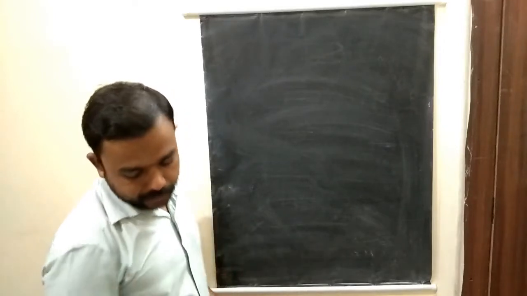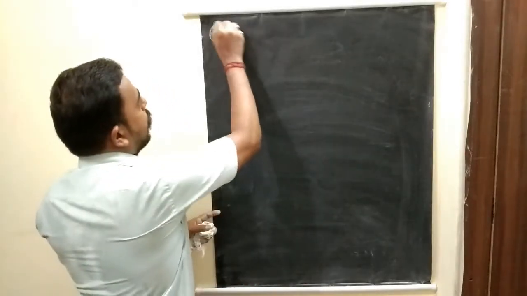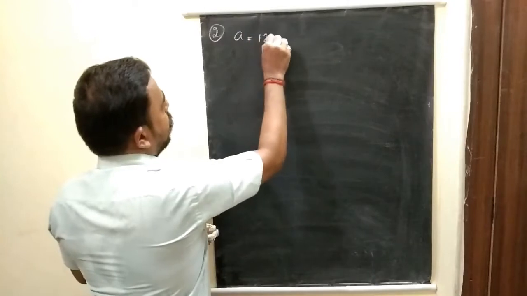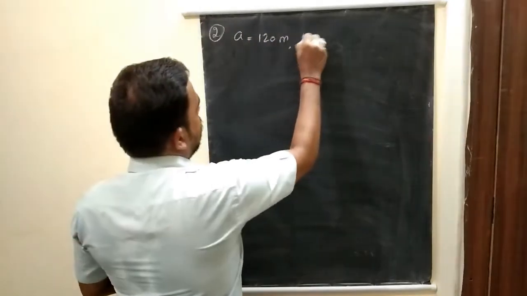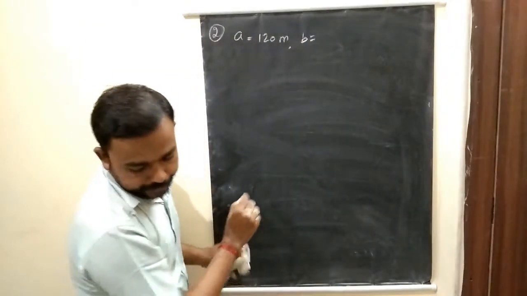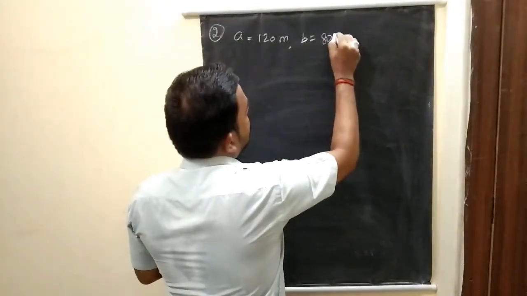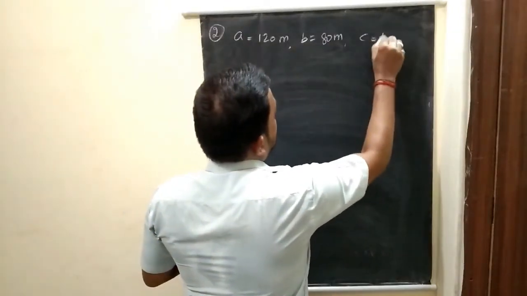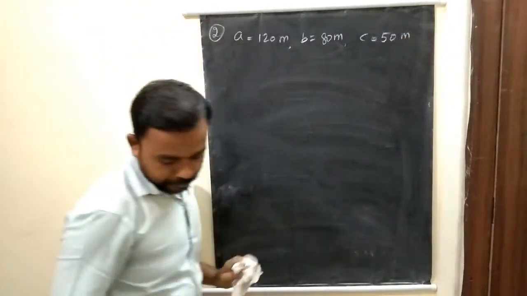Mark the sides ABC of the problem. A equal to 120, B equal to 80, and C equal to just 50 meter. Okay.